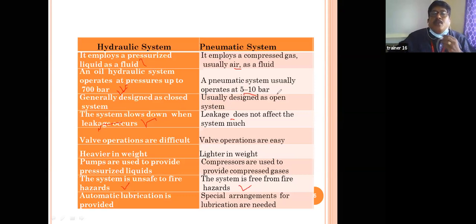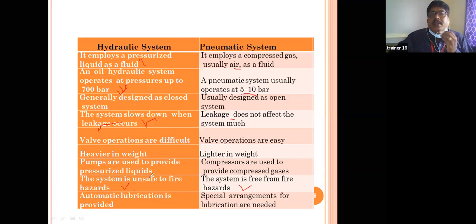Whereas in the case of the pneumatic, that should not happen. It only lifts moderate loads. Because, see here, this hydraulic actuation is used to lift heavy loads, whereas a pneumatic actuation system is used to lift moderate loads or low loads.